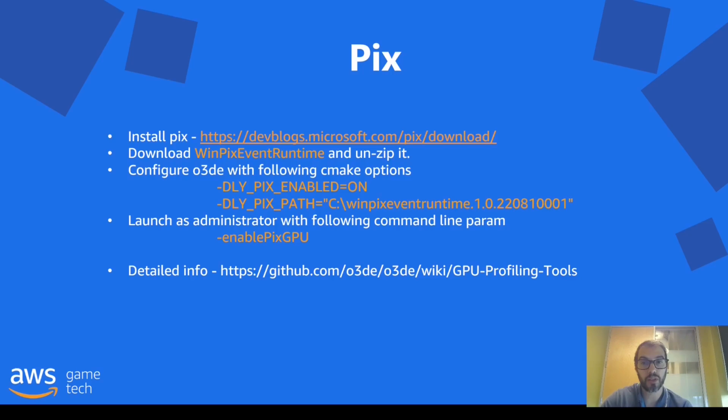You will want to launch Pix as an administrator, and use the following command line parameter: -enablepixgpu. Detailed steps are provided at the O3DE GitHub wiki page. Next, let's take a look at a Pix demo for debugging rendering artifacts.